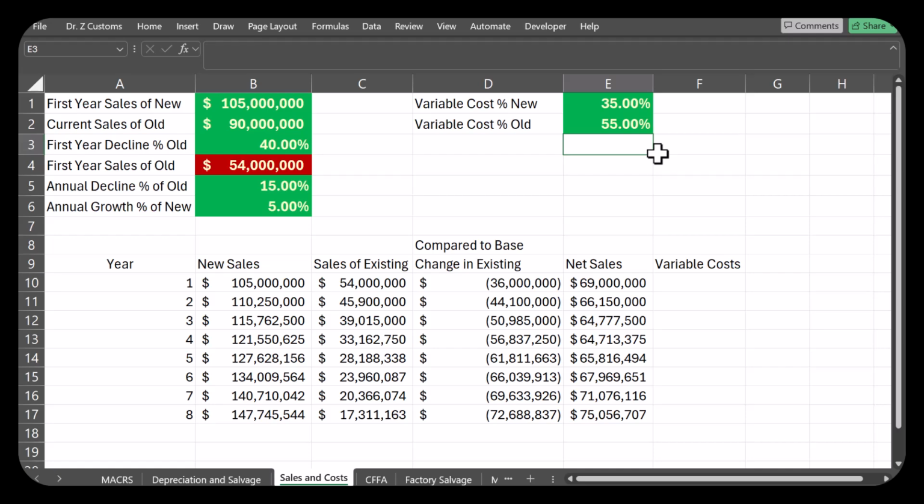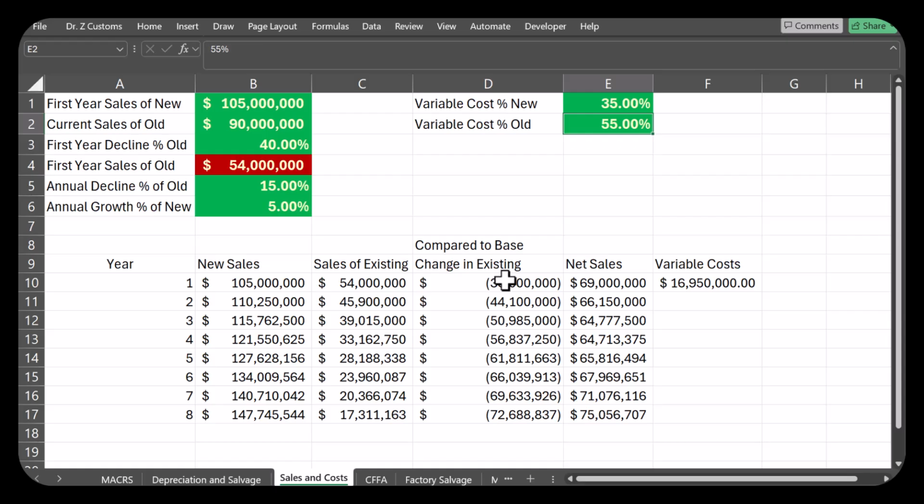So all I have to do is take the new sales times variable cost percentage of the new plus change in existing sales. The reason I'm using change, remember the incremental cash flow principle. Normally, I would have done it off of the net sales, but the cost percentages are different, so I have to pretty much put them together.